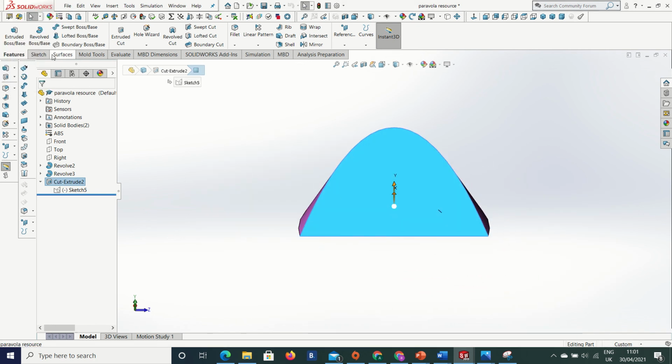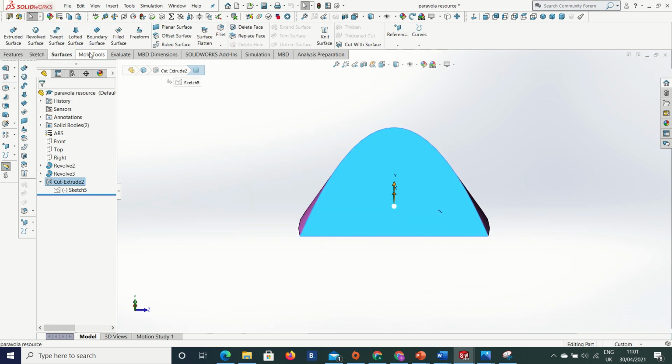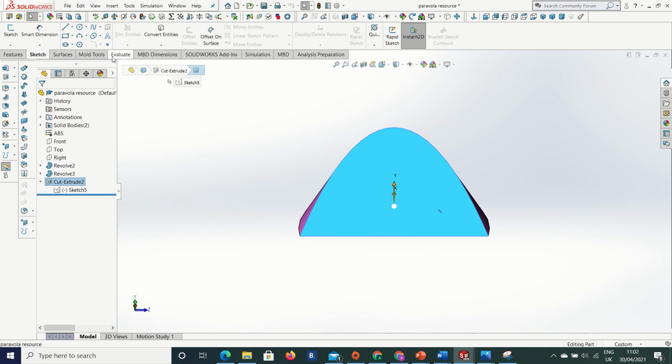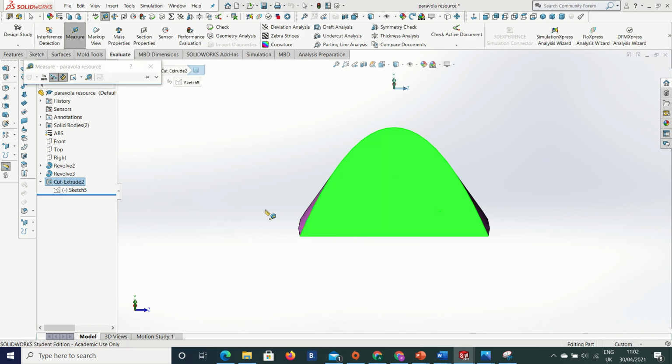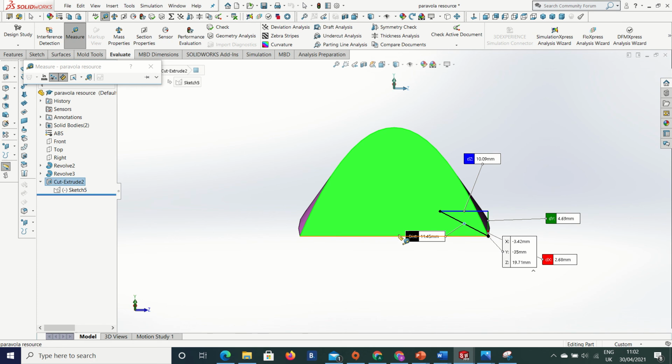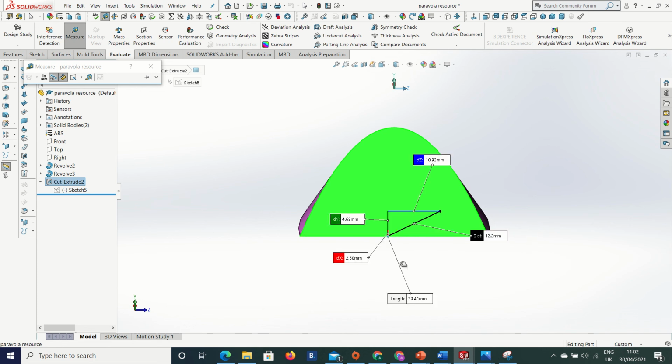If we measure it, so just get the measure. Measure there to there, 39.41 exactly. So if we just hover over it for you to see.